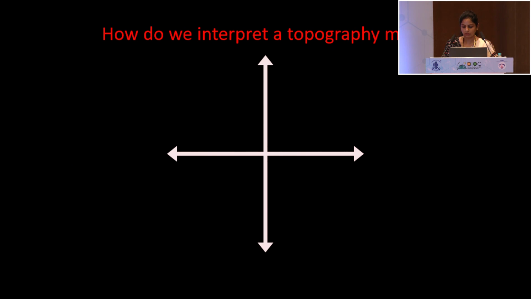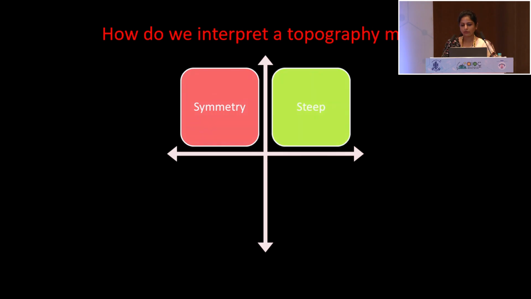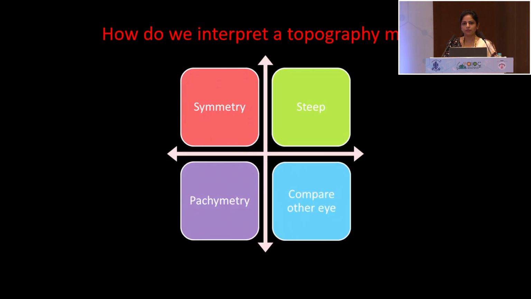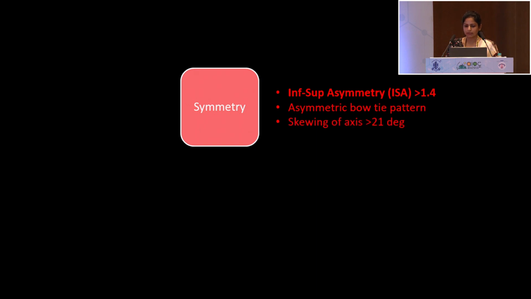So when we look at a Pentacam map, what four things do you have to see? First to see is the symmetry. Symmetry, like what is the bow tie pattern, is it symmetrical, asymmetrical, is there any skewing. Then you have to see is there any steepness present, how is the pachymetry, and we have to compare the map with the other eye. So first is symmetry. The guideline for symmetry is that the inferior superior asymmetry, if it is more than 1.4, then it is abnormal. Asymmetric bow tie pattern is present. Skewing of the axis more than 21 degrees is present.